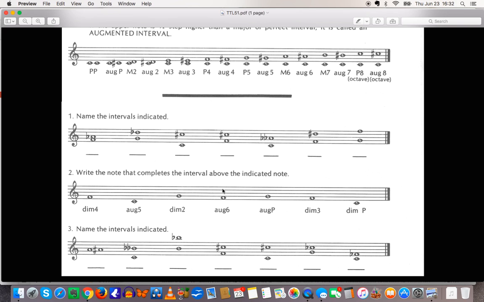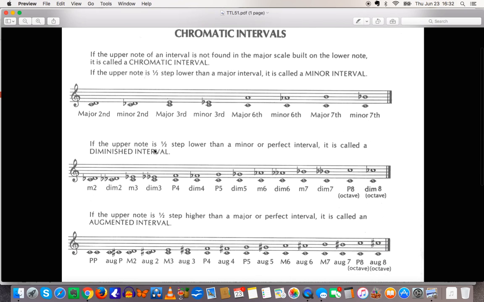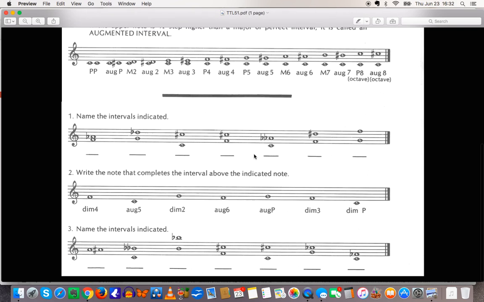Let's see if that fulfills our rules here. If the upper note is a half step lower than a minor or perfect interval, it is called a diminished interval. Yep. So that was a little tricky here. You have to be thinking in your key of F major, which has one flat, that's B flat. So that's going to be your perfect fourth, and so F to B double flat is going to be a diminished fourth. Kind of tough there.